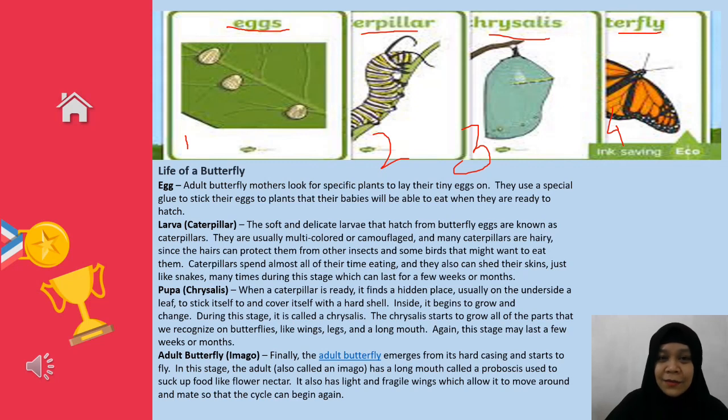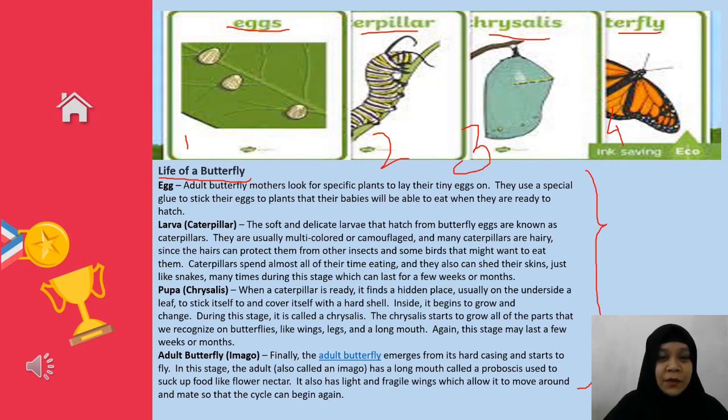Okay, so kira-kira ini teksnya tentang apa ya kalau kita hanya melihat dari gambar? Ya, very good. Metamorphosis, butterfly. Metamorphosis of the butterfly or life of a butterfly. Yeah. So before we read the text, we already have a prediction or we can guess what the text is about only by looking at the pictures given.